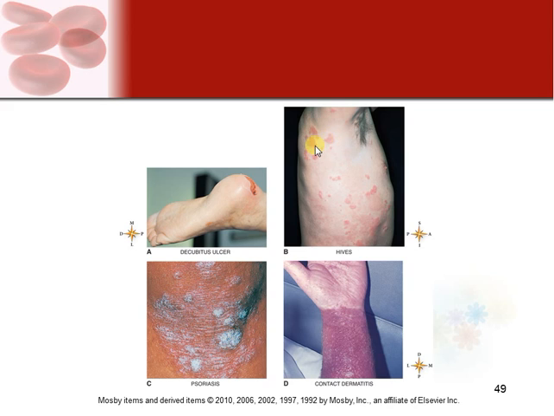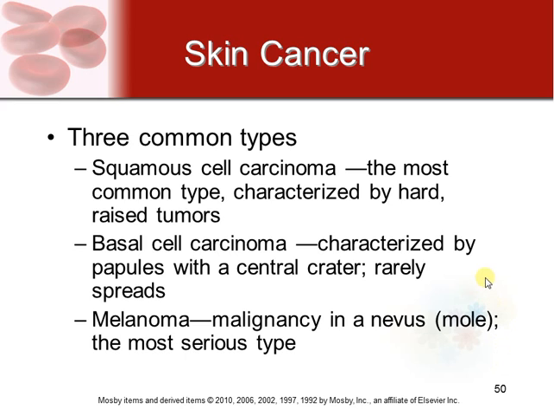And then hives, you can see these raised areas because that's where the fluid has leaked out of the blood vessel. Psoriasis causes those scaly patches. Remember that was an autoimmune disease, causing the body to attack itself and create those. And that's actually contact dermatitis, which is a little bit different. It's a reaction to something.